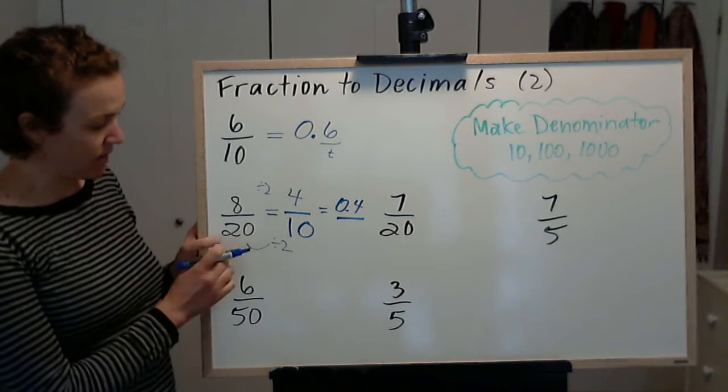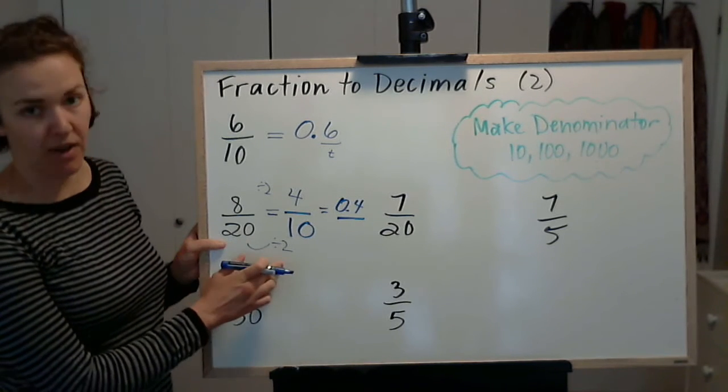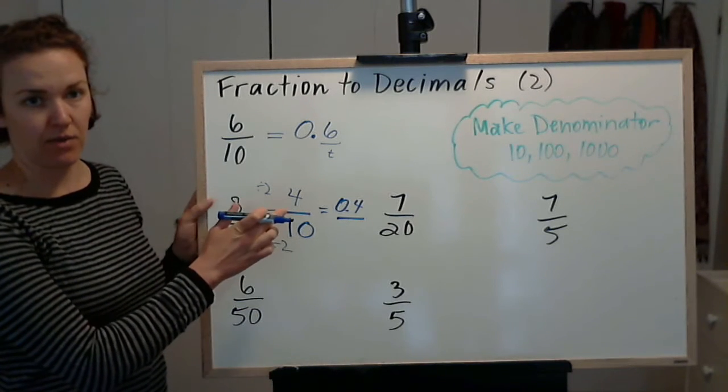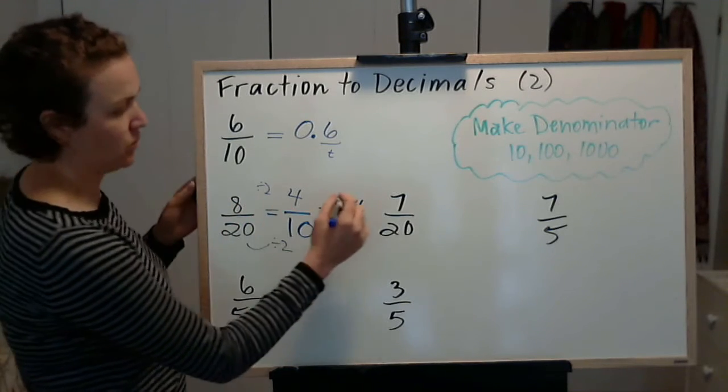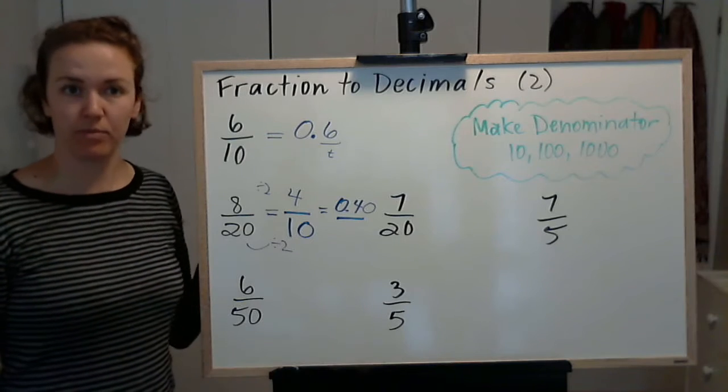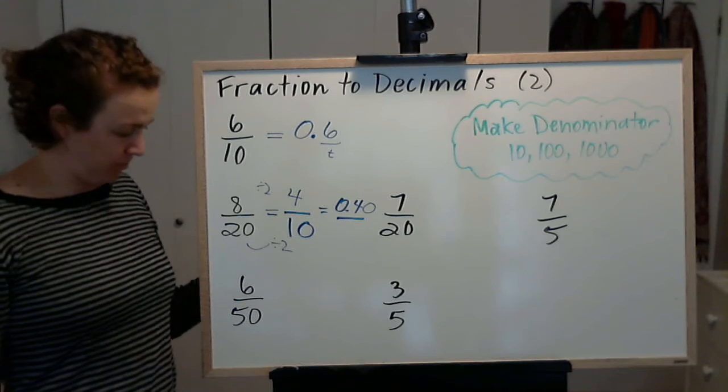The other thing I could have done is made it out of 100. So 20 times 5 is 100, 8 times 5 is 40, 40 100ths would look like this, but you might have an extra 0. So same answer both ways.